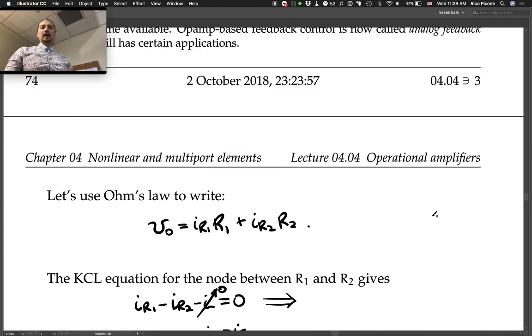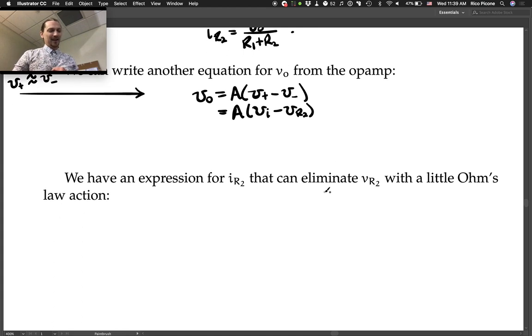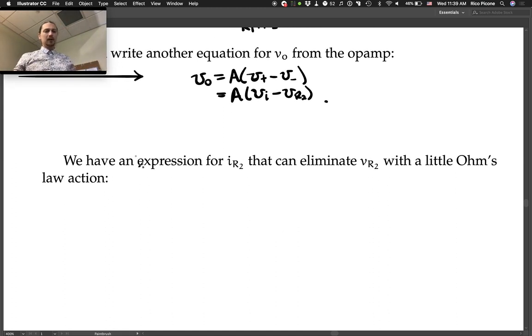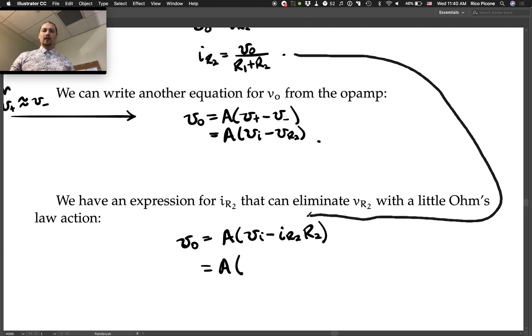So we can rewrite our equation as being V in minus VR2. Well, VR2 via Ohm's law can be rewritten in terms of IR2. So we have an expression for IR2, and we can eliminate VR2 with a little Ohm's law action. Rewriting, V out equals A times V in minus, using Ohm's law, VR2 is equal to IR2 times R2. And we can substitute now this expression in for IR2.